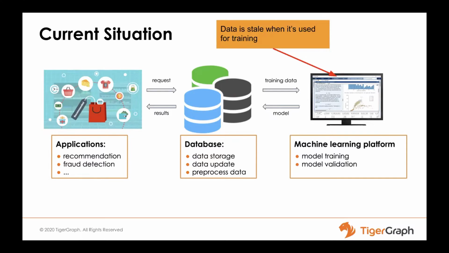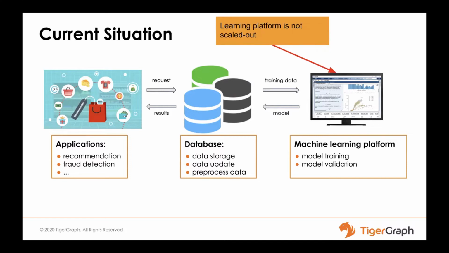And the data is already stale when it's used for the machine learning task. And usually, most machine learning platforms are single node with specialized hardware, such as GPU, high memory, and multi-cores. They usually are not very good at scaling up and scaling out because machine learning is so hard that they focus on solving the problem on a single node first.